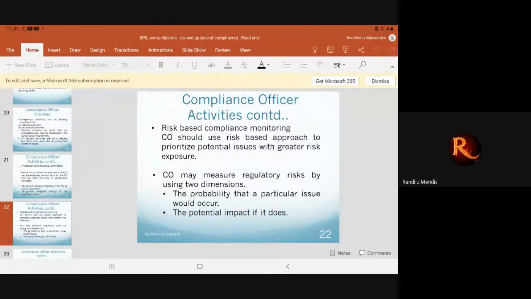So that is how the risk-based approach is used in identifying items which need to be prioritized and which will come on the radar of compliance, because you can't go and check anything and everything every day. Correct?